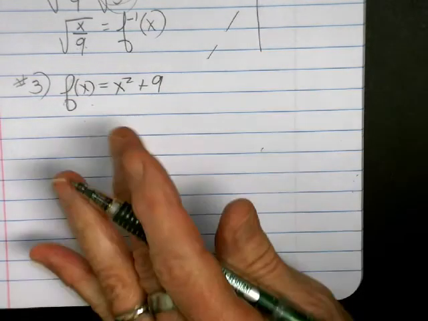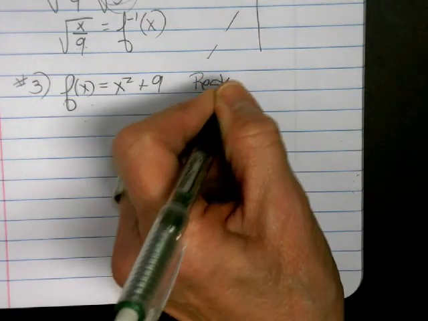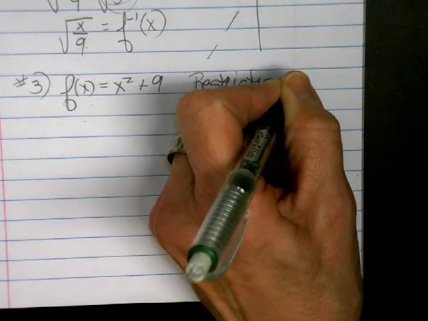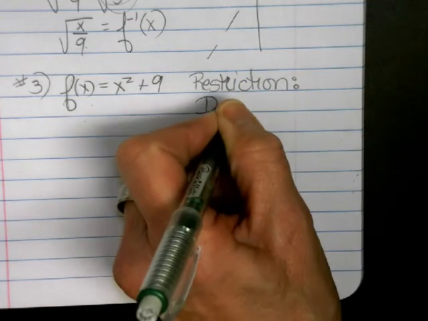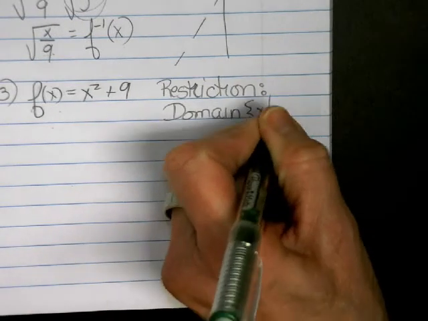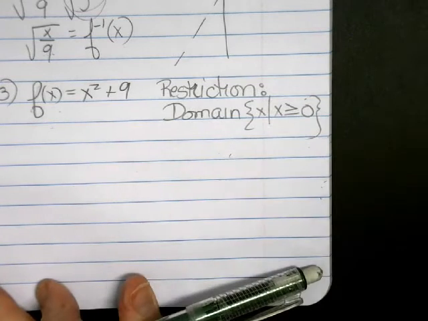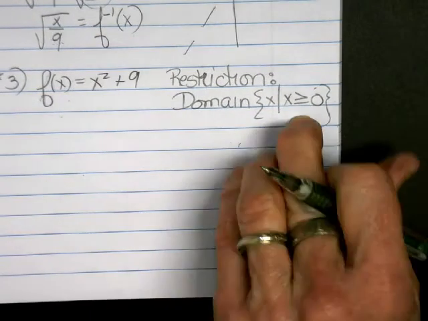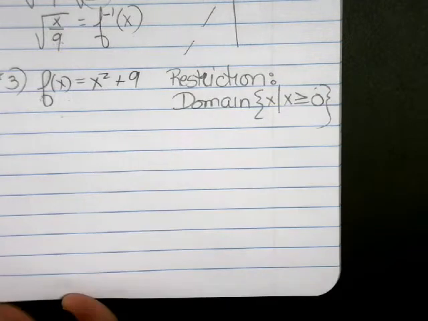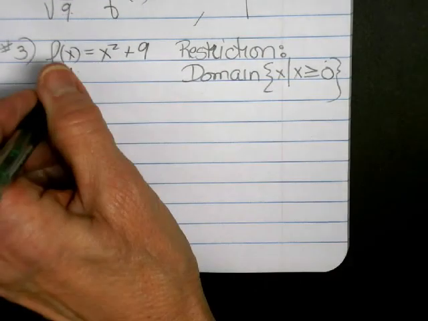Okay, this one's just a little different because when they ask us to find the inverse, we start with a restriction. There's an R here. Domain has to be positive numbers to start with, okay? And 0. Just can't be negative. But here's a little twist on number 3.